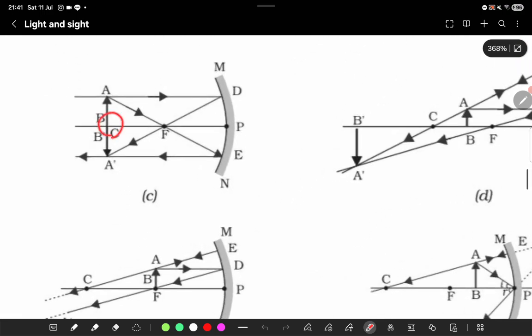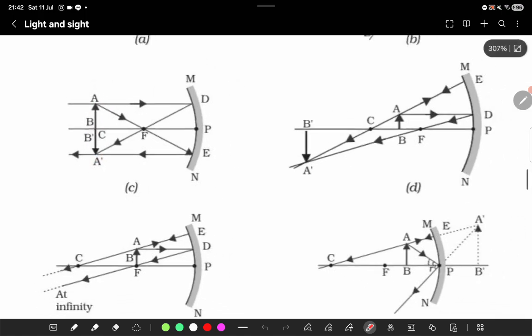Now here, when we have it at the center of curvature, which is denoted as C, we can see that it makes the image real and inverted, but at the same position as the object.